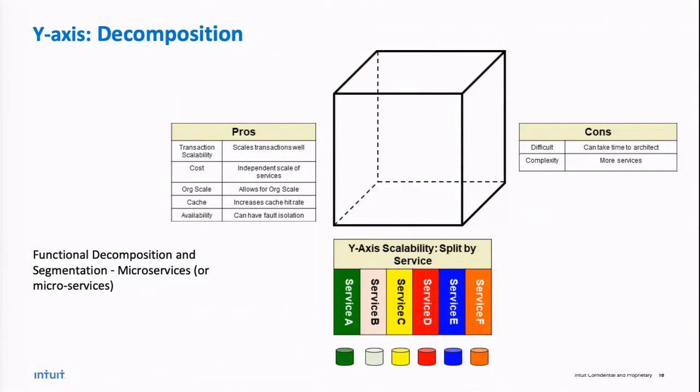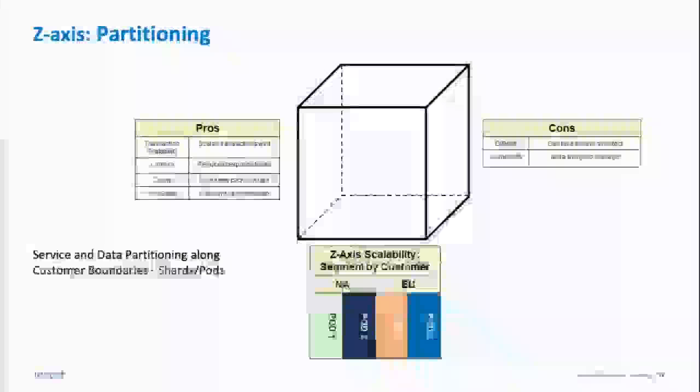Okay, but here in the z-axis we are doing partitioning. So I'm having the same database, but I am partitioning based on users. Or I have the same server running, and I'm partitioning the same processes to run in parallel. So this is not a functional decomposition.